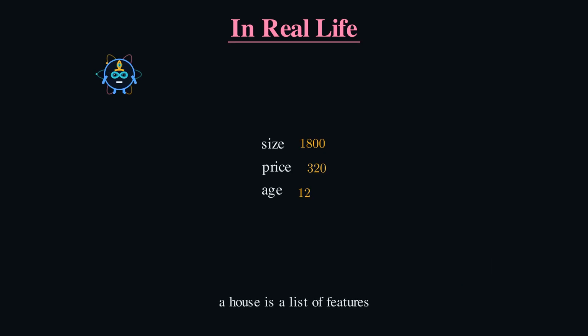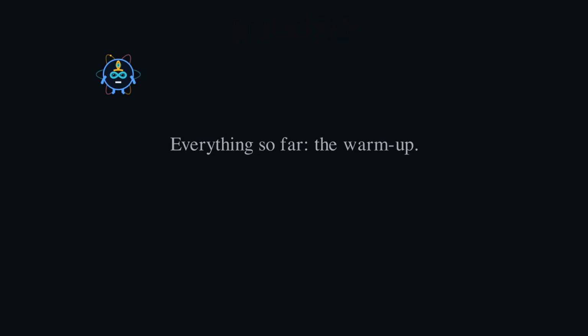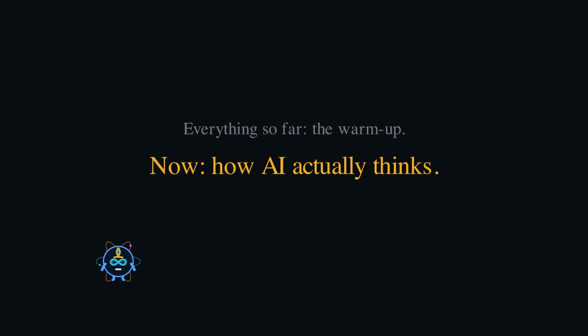A house is a list, size, price, age. 3 numbers, so a point in 3 dimensions. That is all a data point is. Everything so far was the warm-up. Now, the part school skips. This is how AI actually compares meaning.